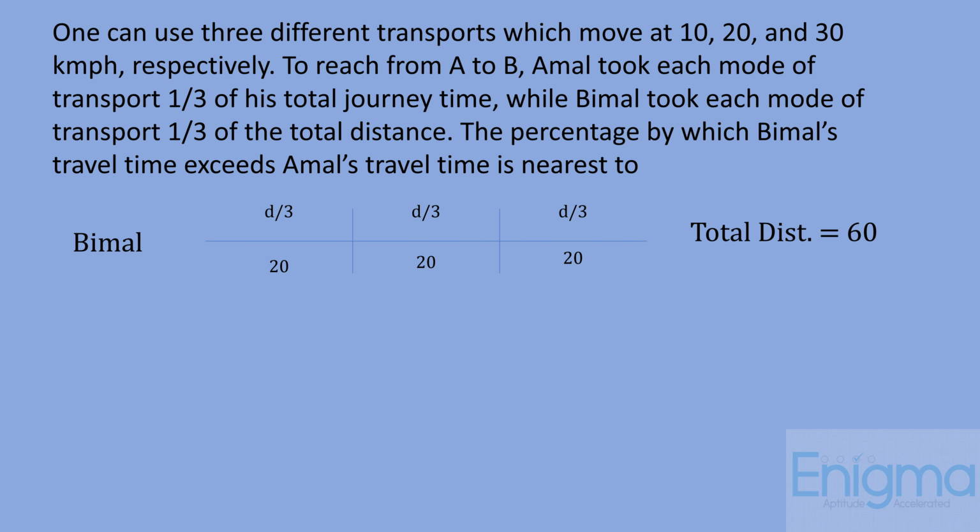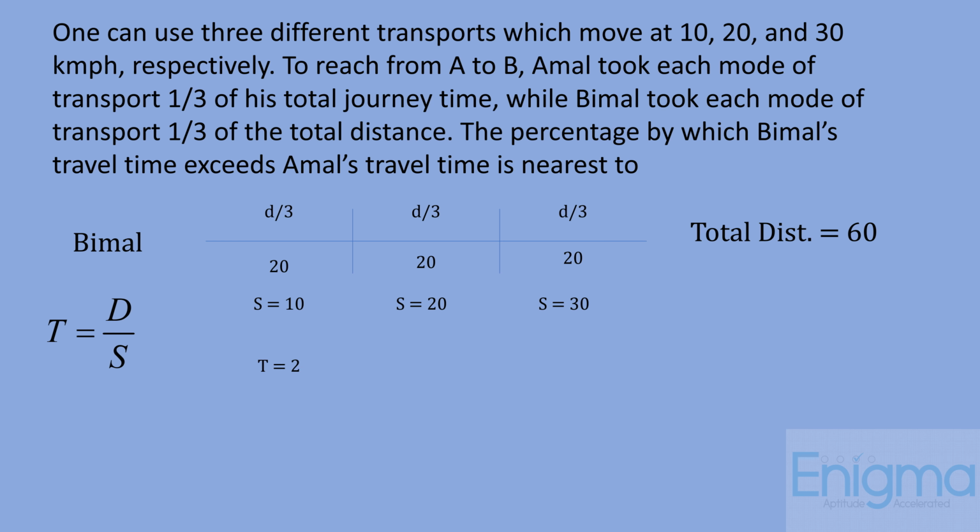Now shifting our focus to Bimal. We know the general formula for time as distance upon speed. We know Bimal has travelled 20 kilometers in each part of his journey. We also know their speeds, which are 10, 20 and 30 kilometers per hour respectively. So we can easily find out the time required by Bimal in each mode of his journey. Let's find out for the first part, where the speed is 10. Now the next speed is 20 and then the speed is 30.